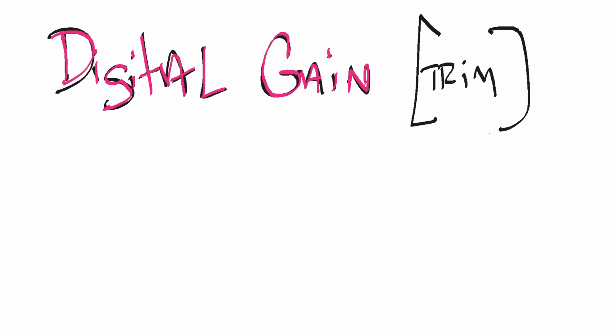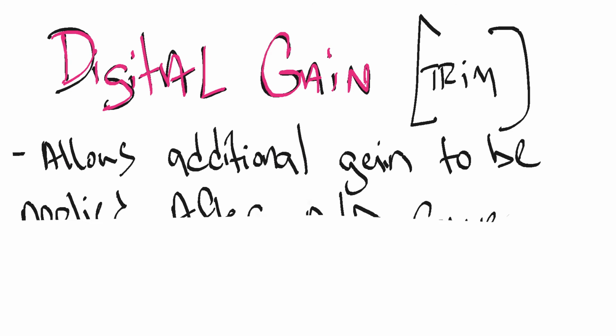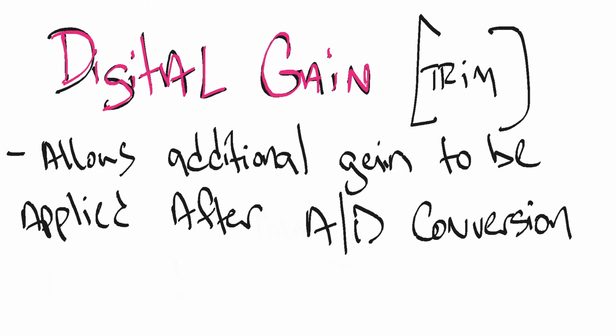Now, on most consoles, you'll also find a digital trim or digital gain in this section of controls. On Yamaha consoles, they put this in a slightly different place. It's actually down near the EQ section. But either way, this is a chance to apply gain after the analog to digital conversion has happened, after the mic pre on most consoles.